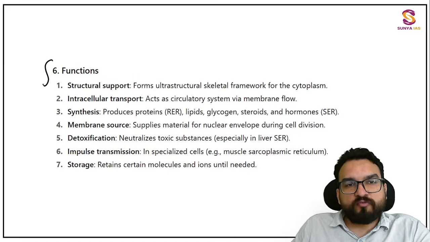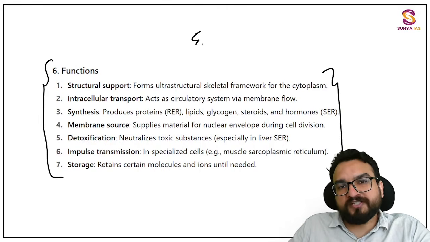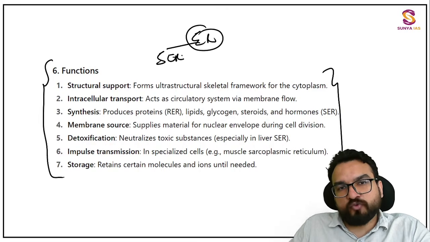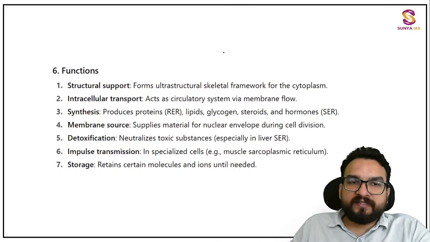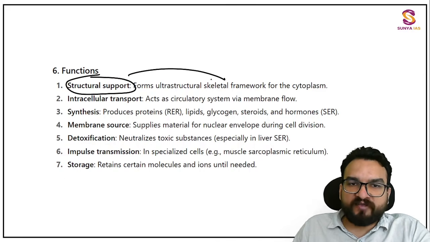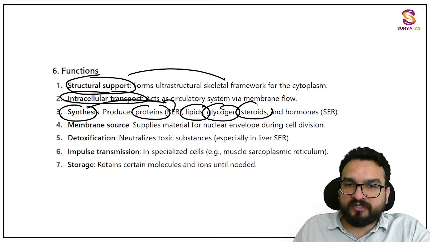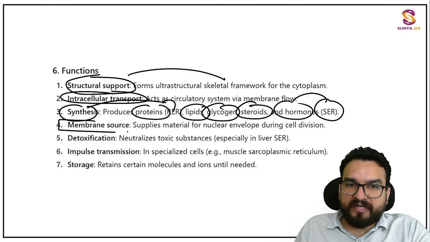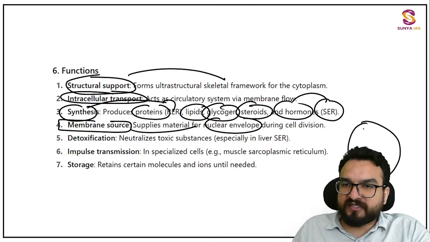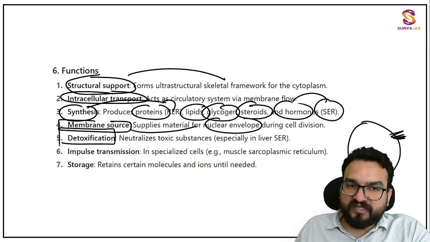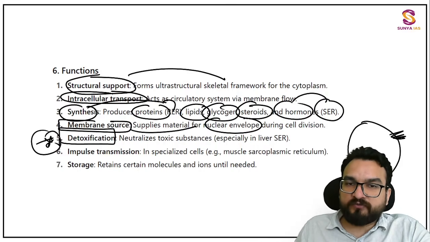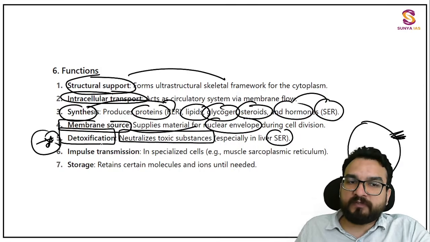So overall, if you have to write the function of endoplasmic reticulum, either you can separate the functions of smooth and rough, or you can write like this: it gives structural support, skeletal framework, intercellular transport, synthesis of proteins in RER, lipids, glycogen, steroids, hormones in SER, membrane source, nuclear envelope, all these things like cell membrane envelope will basically be supplied by this only. Detoxification happens over here, very important. In liver cells, you will be finding liver SER, a lot of neutralizing toxic substances. There will be processes happening. Impulse transmission and storage work it does, right?